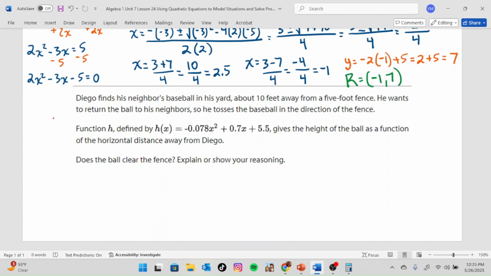So what we need to do is simply substitute 10 in for x, because x is measuring the horizontal distance of the fence away from Diego. So we're going to say h of 10 equals negative 0.078 times 10 squared plus 0.7 times 10 plus 5.5.